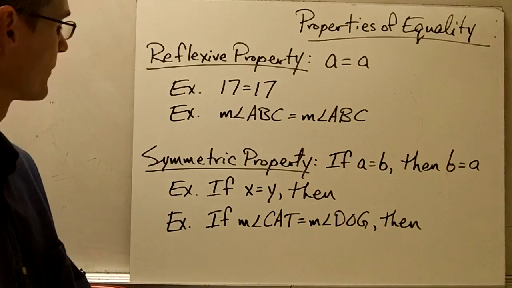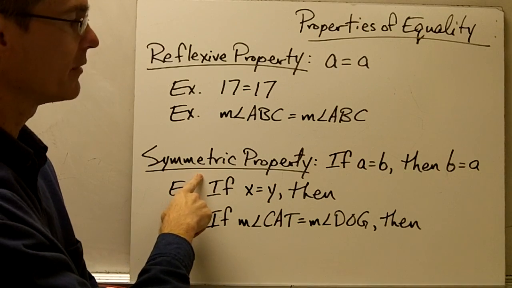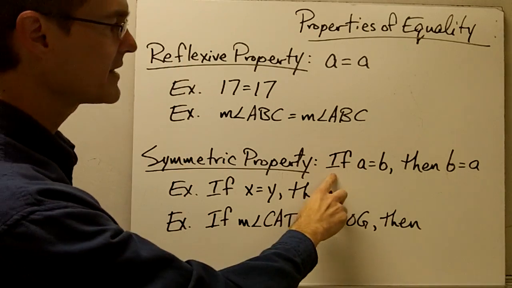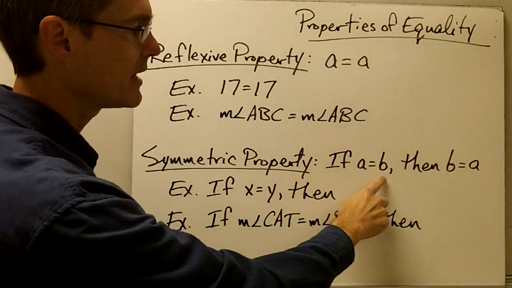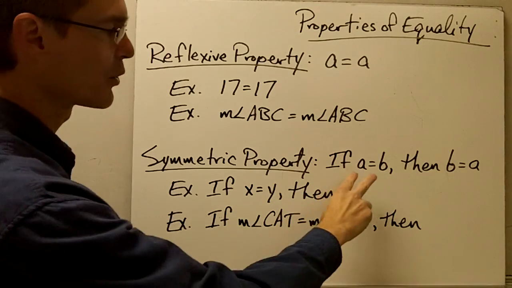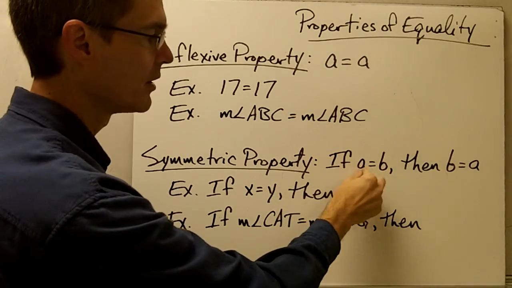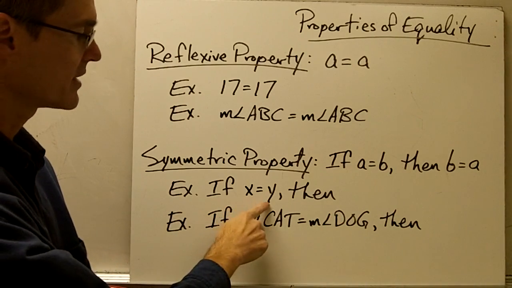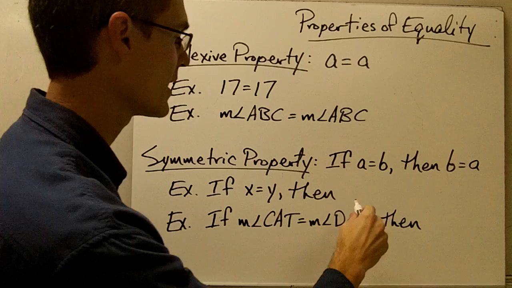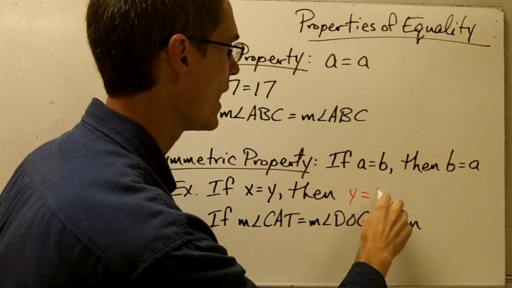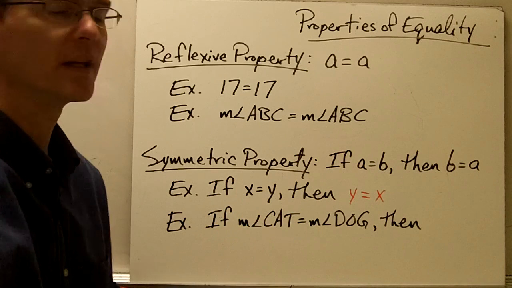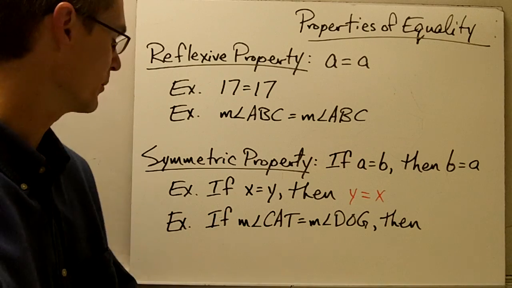The symmetric property of equality is similar to the reflexive property. It says that if A is equal to B, then B is equal to A. In other words, you can flip around what is on each side of the equal sign. For example, if x equals y, then we could say y equals x. Take what's on one side and put it on the other side. That's an example of the symmetric property.